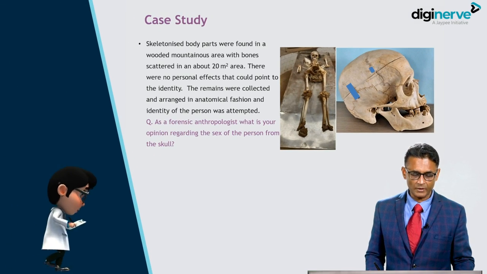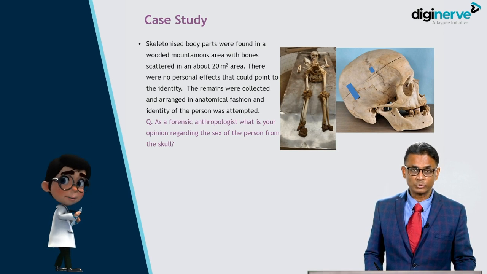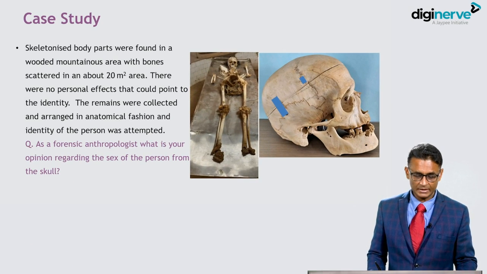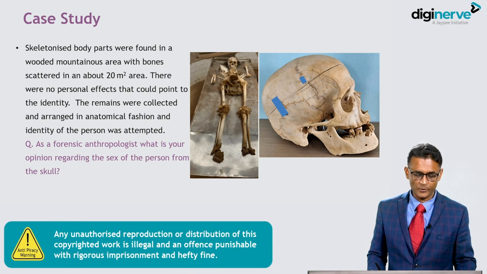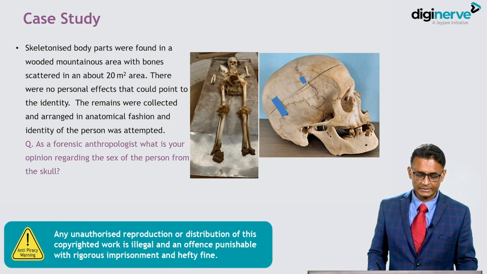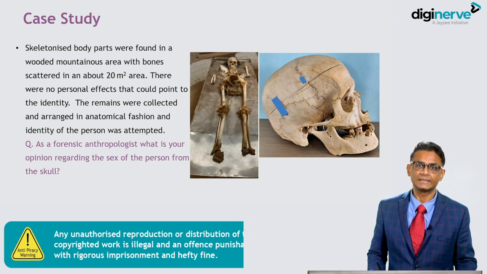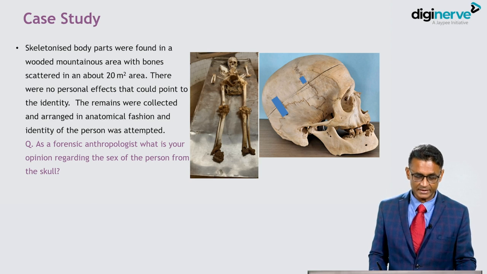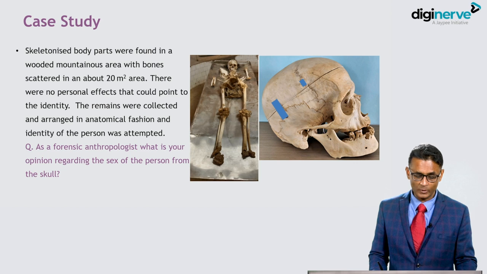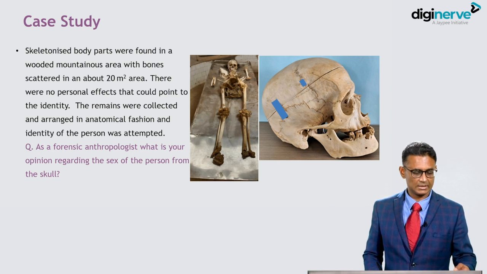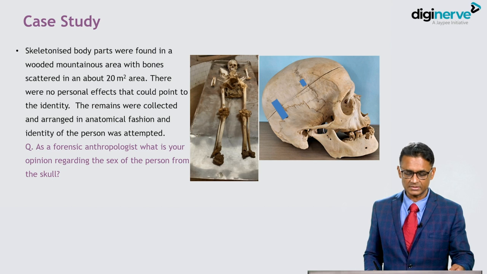Skeletonized body parts were found in a wooded mountainous area with bones scattered in about 20 meter square area. There were no personal effects that could point to the identity of that person. The remains were collected and arranged in an anatomical fashion and identity of the person was attempted. The question that has been raised: as a forensic pathologist, what is your opinion regarding the sex of the person from the given skull? So have a close look and then we will discuss at the end of this session.